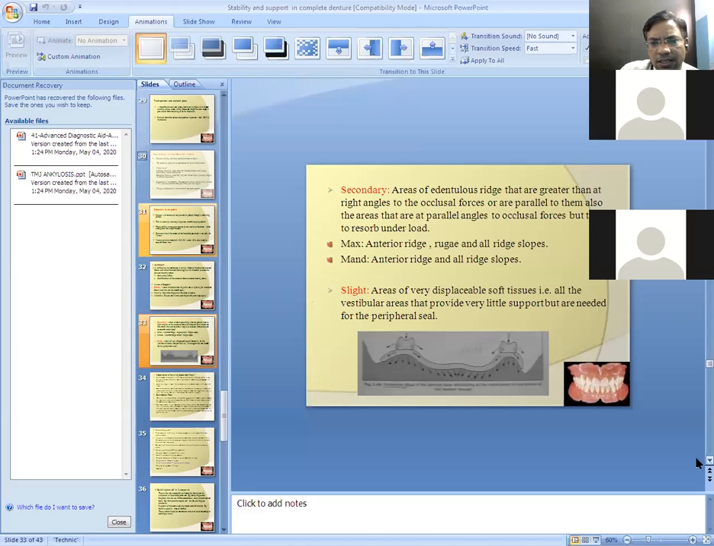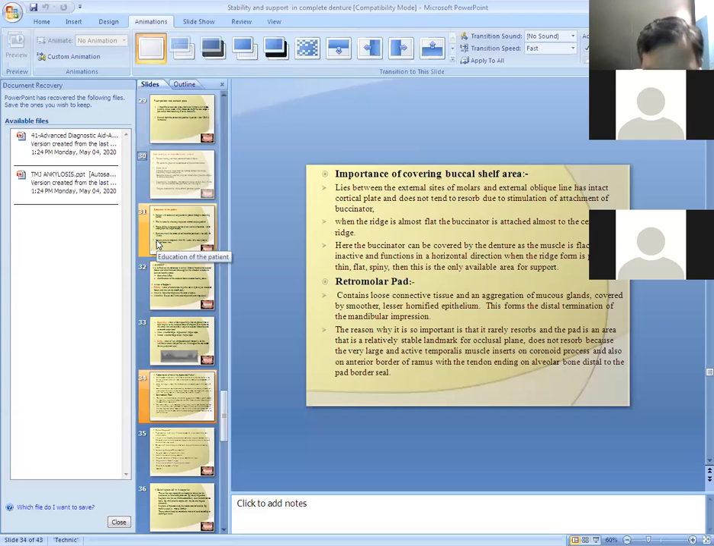Okay. So in the maxilla, the horizontal plate of the hard palate is the primary support area. In the mandible, the buccal sulci area is the primary support area. Understood? Again, there is also a slight area, where displaceable, movable tissue is present, that we can use as a slight area for denture support. Okay.